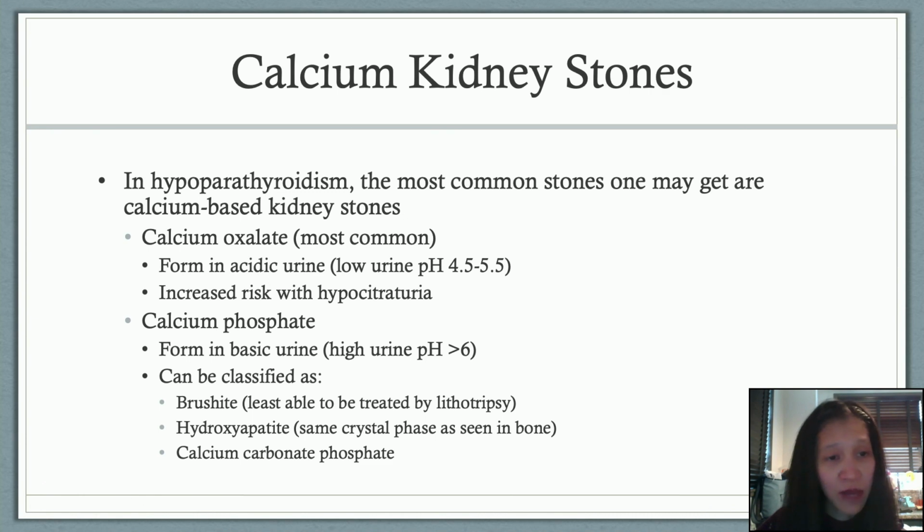Calcium phosphate stones are the other major type of calcium stones. These form in basic urine or high urine pH, typically greater than a pH of 6. These can be classified as either brushite stones, which are really hard, brittle stones that are not easily treated by lithotripsy; hydroxyapatite stones, and hydroxyapatite is actually the same crystal phase that you see in bone; and then calcium carbonate phosphate. So if you have a stone and they analyze it and they list it as either brushite, hydroxyapatite, or calcium carbonate stones, these are all classified as calcium phosphate stones.